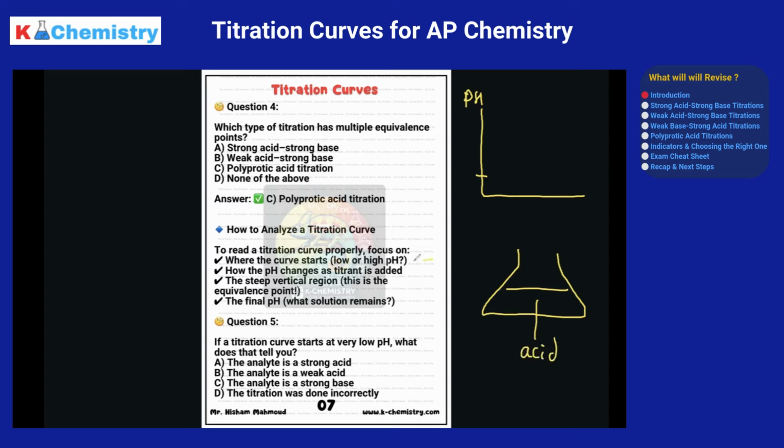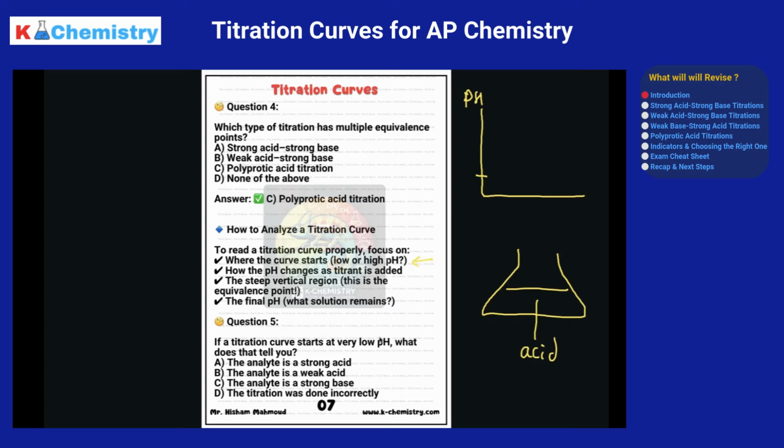The second thing to look at is how the pH changes as the titrant is added. The steep vertical region is the equivalence point. Is this a gradual change or a sudden change? The third is the final pH where the solution remains. It is either a strong base, so it's very high, or a weak base, so it's a little bit lower, just higher than 7.